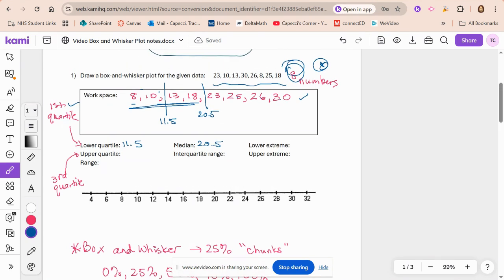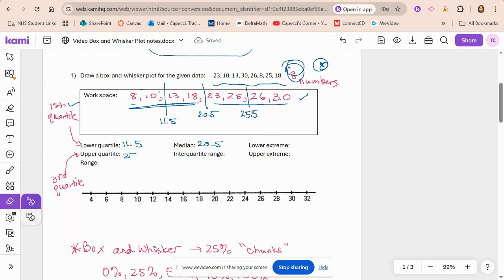Upper quartile is the same thing. We look at our top 4 numbers, the top part of these numbers, and find the middle or the median of those data points, and I get 25.5. So again, the upper quartile is also sometimes called the third quartile. In case you see that phrase, it's the same thing.